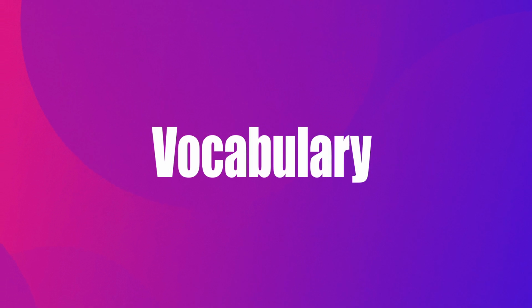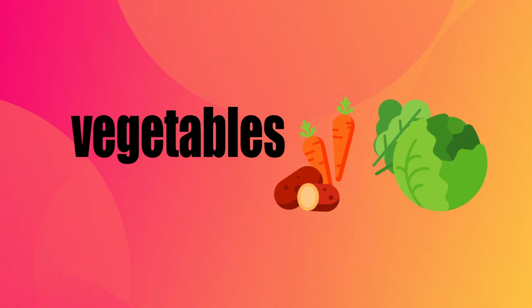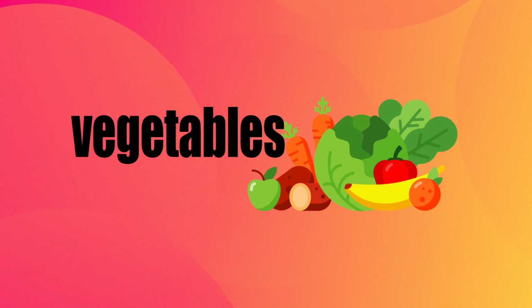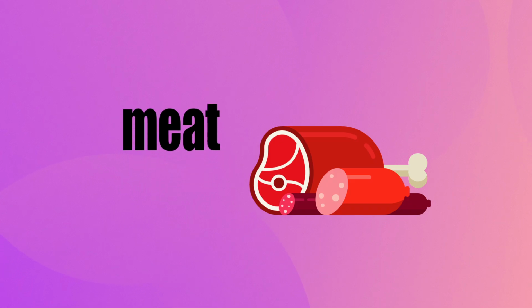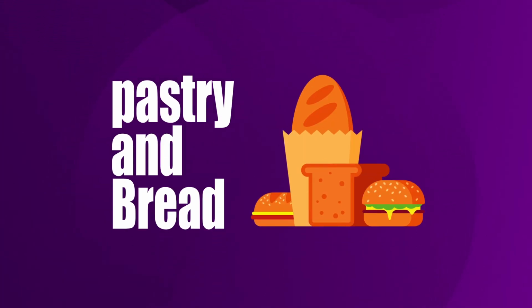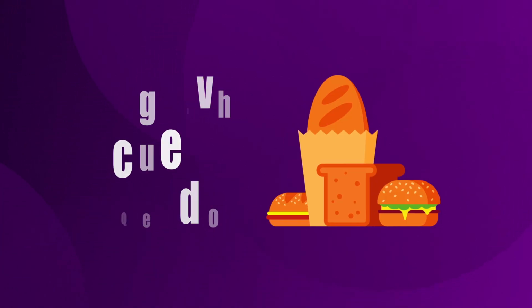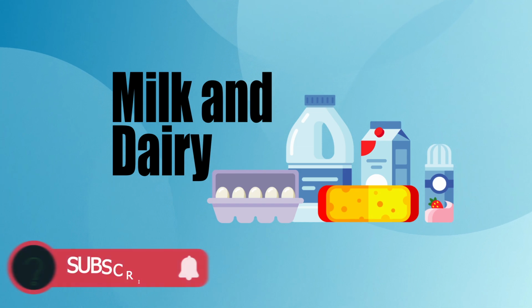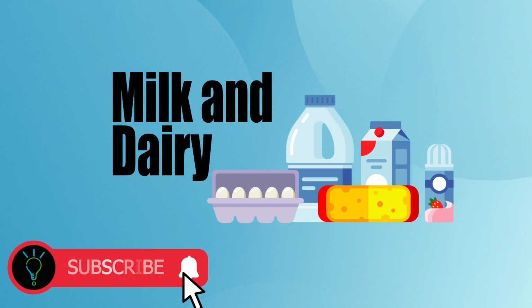Let's look at some vocabulary. Repeat after me. Vegetables. Meat. Pastry and bread. Milk and dairy.